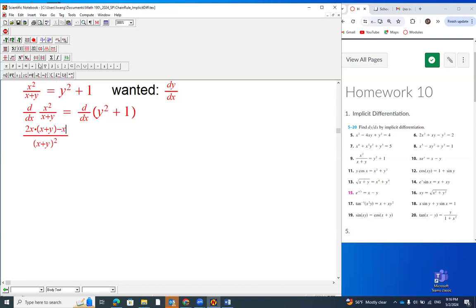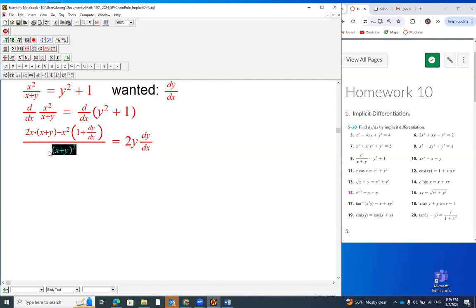Subtracting x squared stays the same, and the derivative of x plus y, that's going to be the derivative of 1 plus dy dx, equal to, on the right-hand side, the derivative of 1 is 0, and the derivative of y squared with respect to x is going to be 2y dy dx. Okay, we get dy dx on both sides, so we need to do something about it.